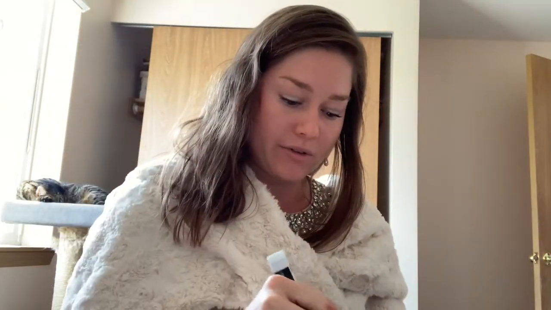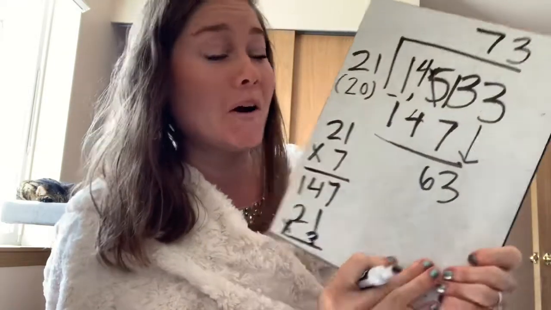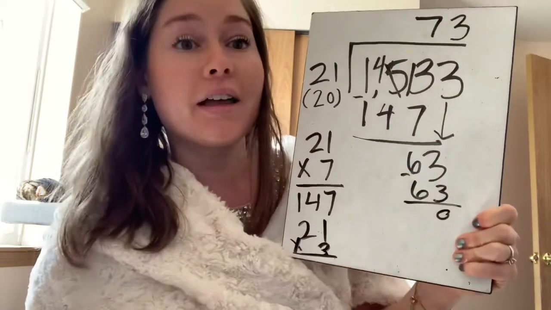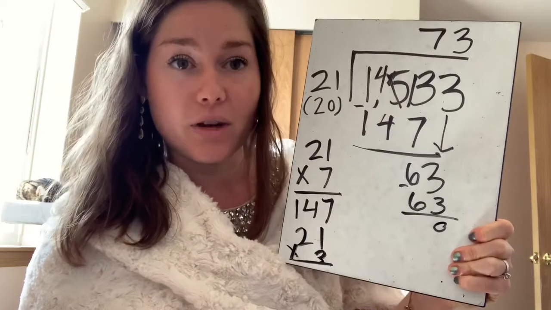So I'm going to use 21 to multiply with 3 to get my answer here. 21 times 3, and 21 times 3 is really nice. It's perfectly 63. So I have no remainder, and my final answer is 73.